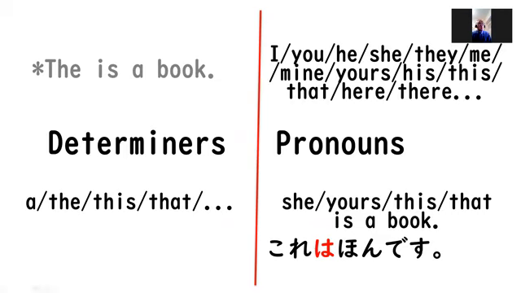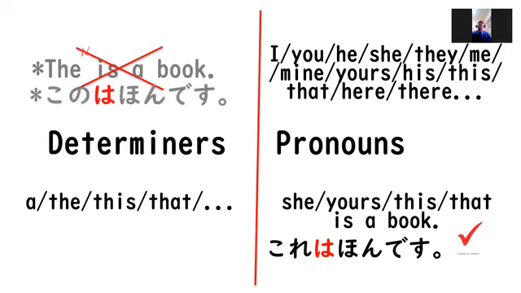When you say kono, the what? We need a head noun right there. We need a head noun, right? So this is no good. So kono wa hon desu, same thing. So you cannot use a determiner alone. You need the head noun.